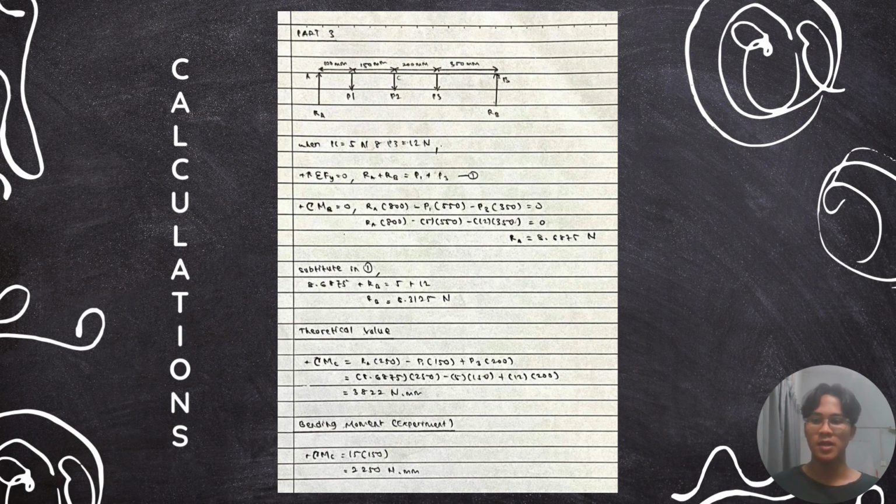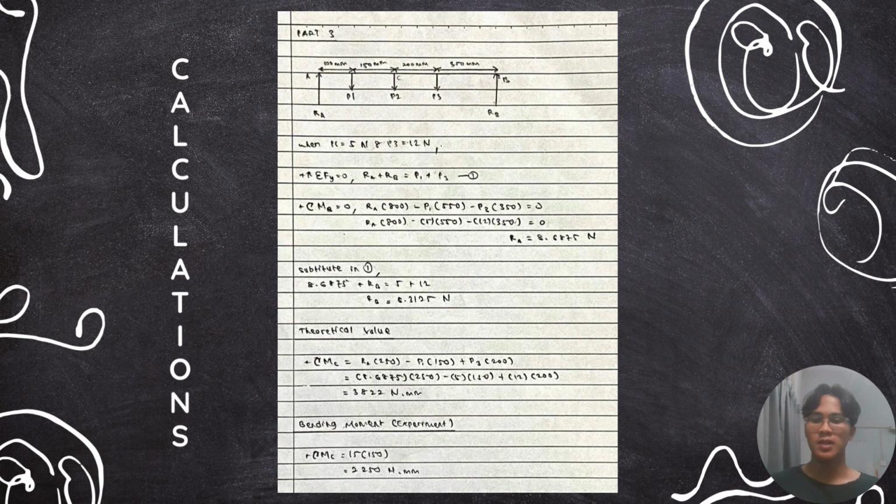For this example, we use P1 equal to 5 Newton and P3 equal to 12 Newton. Then we will do the summation of Fy in y direction equal to 0 and get the first equation Ra plus Rb is equal to P1 plus P3. Then we will do the summation of moment at point B to get the value of Ra. Using the value of Ra, we can substitute it in equation 1 and get the value of Rb.